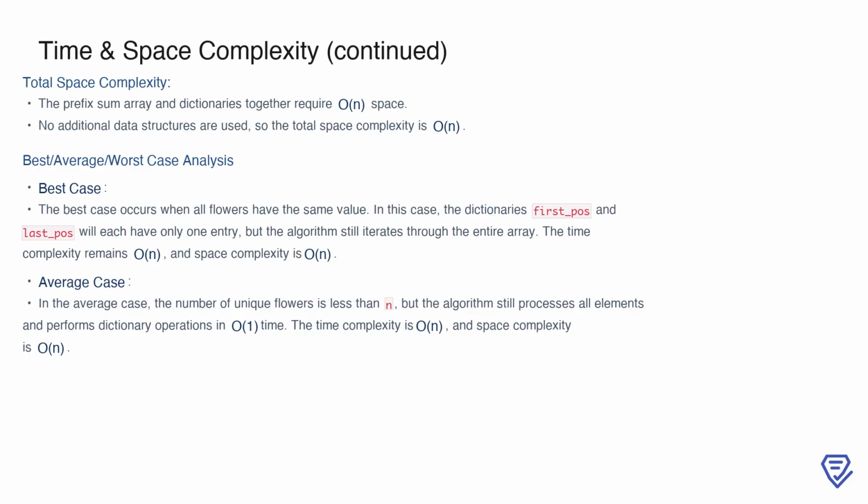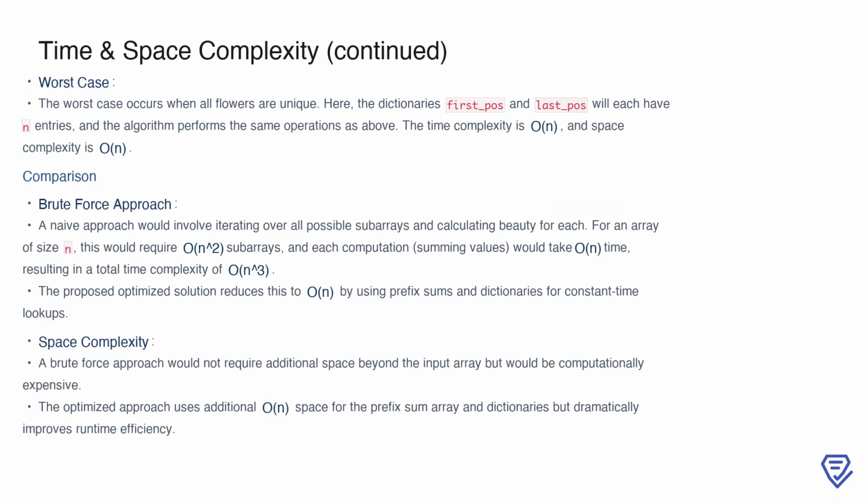In an average case, the number of unique flowers is fewer than n, but since the algorithm processes every element and dictionary operations are O(1), the time complexity is O(n), and space complexity is O(n). In the worst case, all flowers are unique. Here, both the first_pos and last_pos dictionaries will have n entries, and the algorithm performs the same operations as in other cases. This means the time complexity remains O(n), and the space complexity is also O(n).